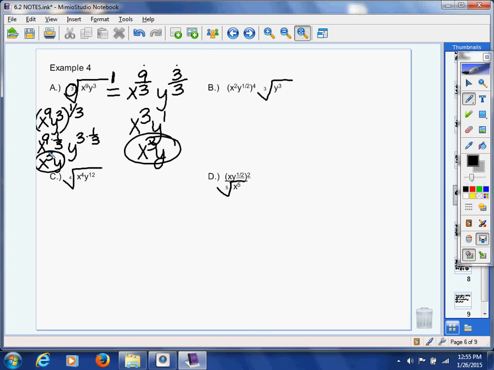I like this first way that I did right here. I like that method better because it gets to your answer much more directly. I think you will end up liking it too.